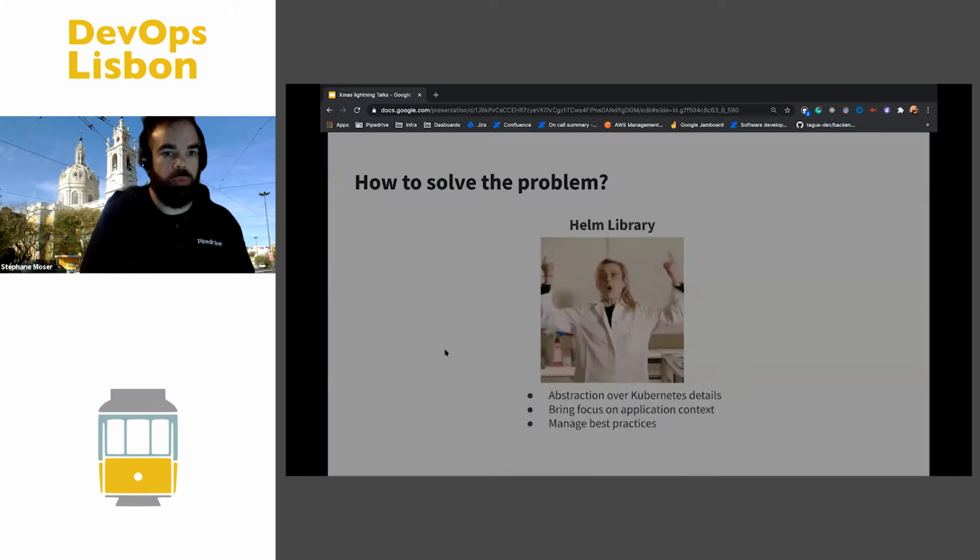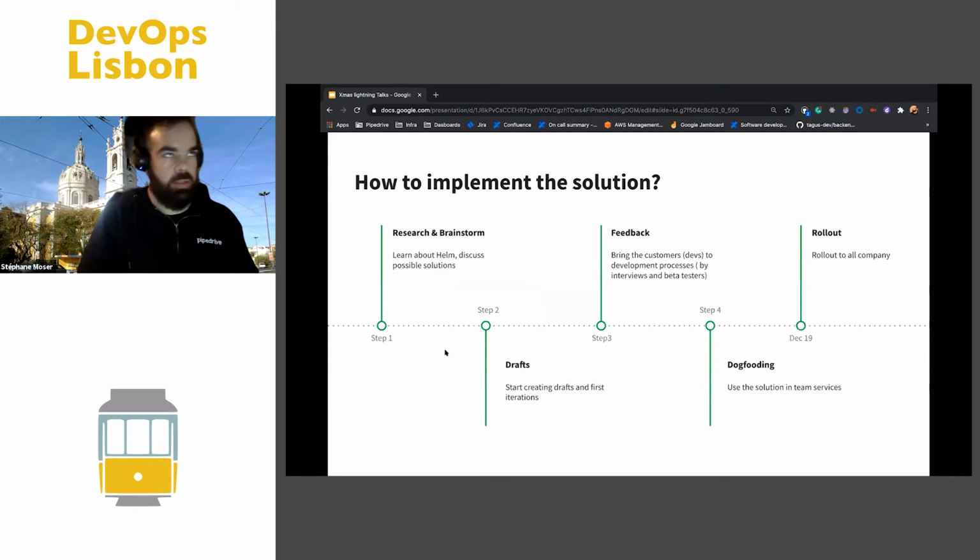But then we decided to also do something different. We decided that we, the DevOps tooling tribe that provides tools to the developers, should try to use the same behavior, the same framework that developers use to develop products. So we used the same steps that developers use. We did research and brainstorming, we made drafts of the syntax, and then we brought the developers into the feedback loop.